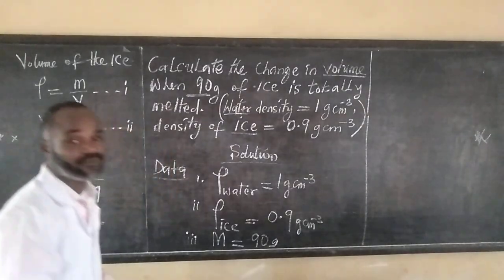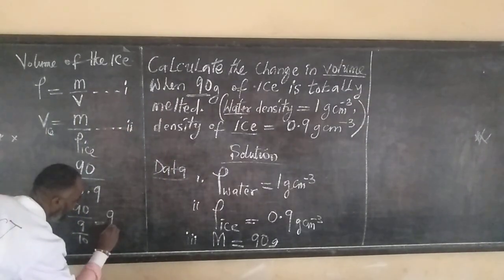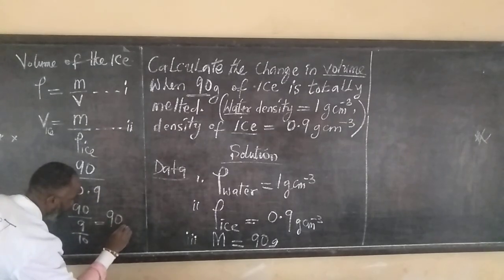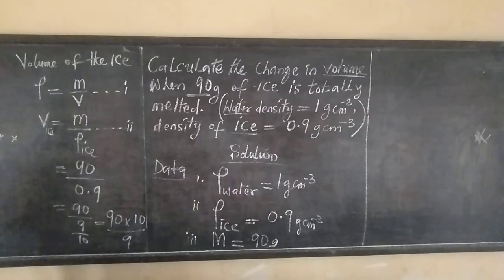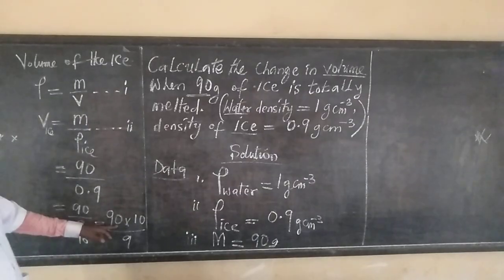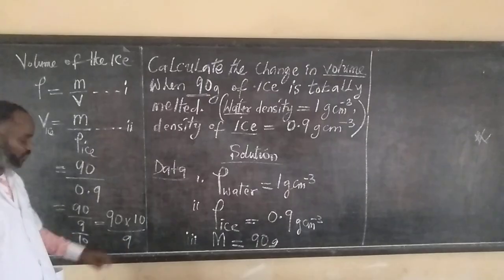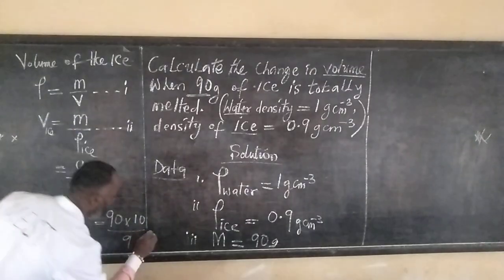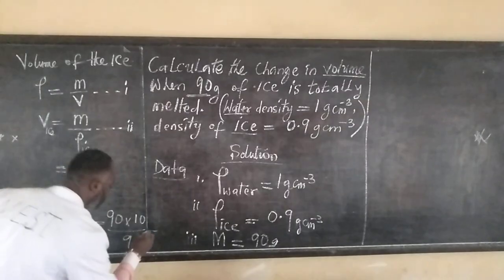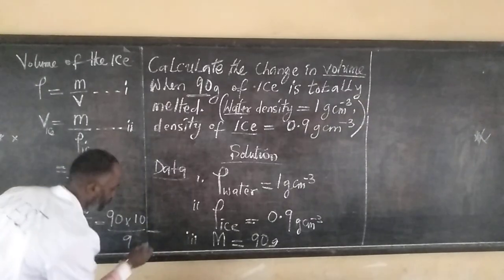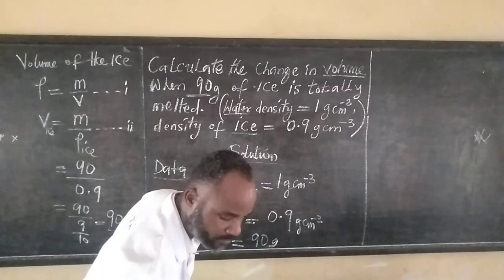I am doing this so that you know how we arrive at the answer. This becomes 90, times 10 all over 9. So let's see, that's 900. 90 times 10 is 900. Divide by 10 is 100 each. Good, so everything here boils down to 100. Why am I having this issue with chalk?